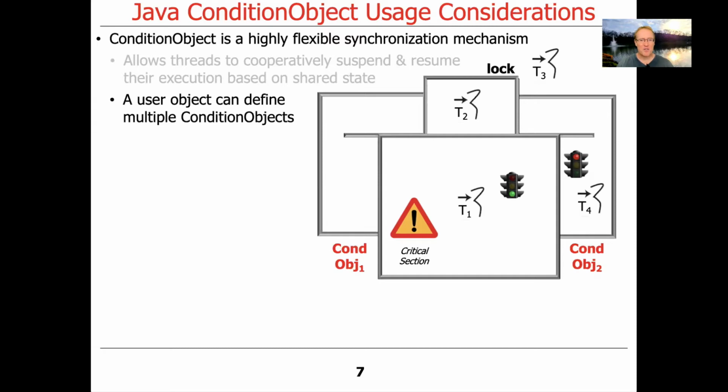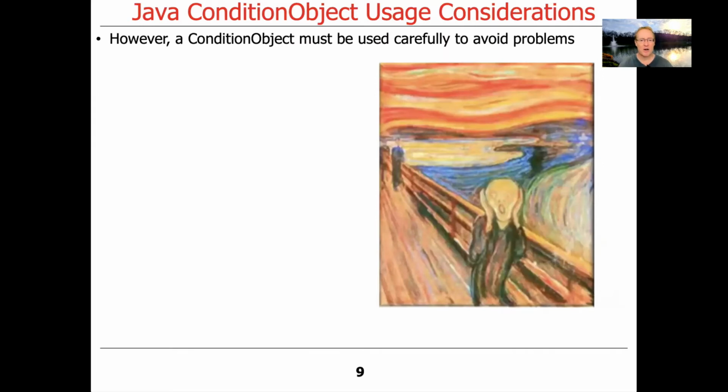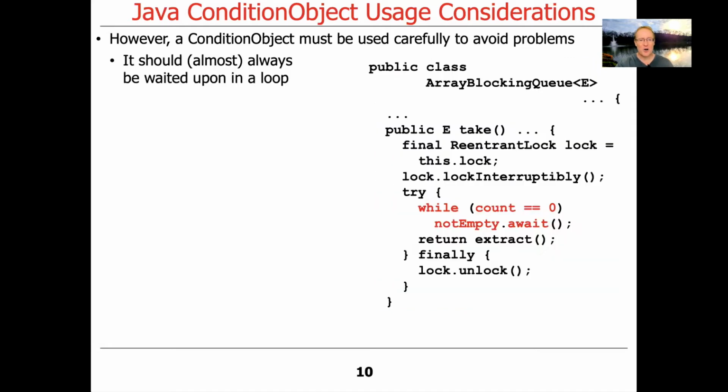Another really nice feature of condition object is it can be used to define multiple condition objects within a user-defined Java object. And that, of course, is the benefit relative to the earlier Java built-in monitor object. Technically speaking, under the hood, each condition object contains its own separate wait set, which is implemented by a queue of waiting threads. So those threads and those queues don't compete with each other. They are separate. Of course, as is always the case, not everything is unicorns and rainbows. So you have to use condition objects very carefully to avoid various hazards and concurrency problems.